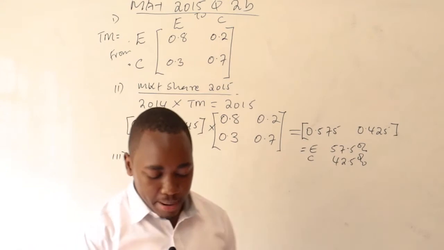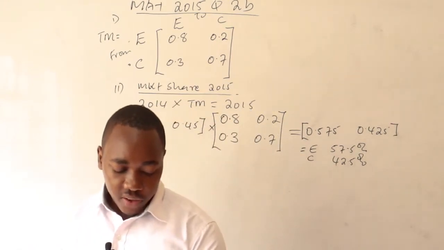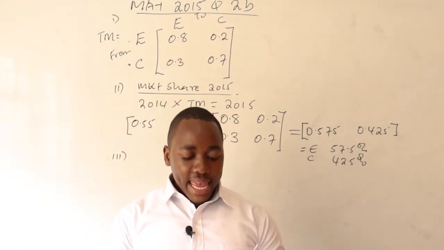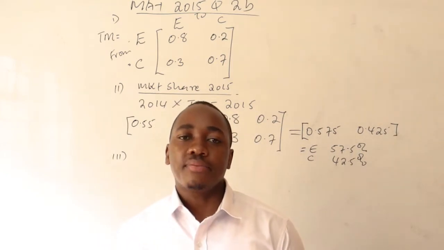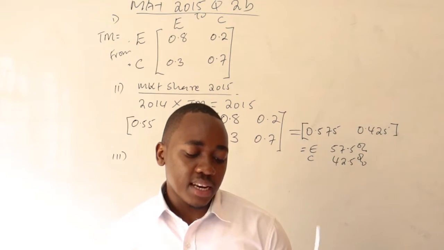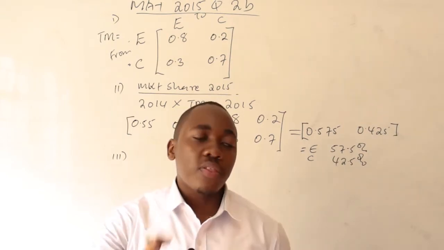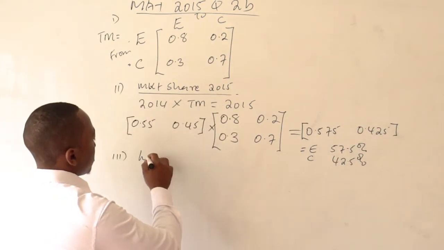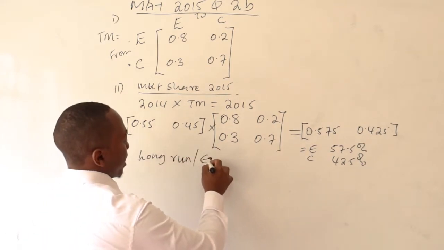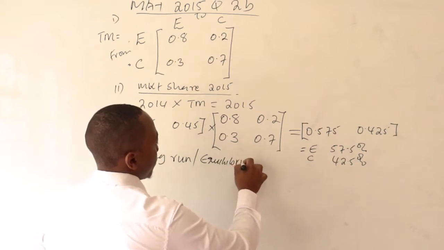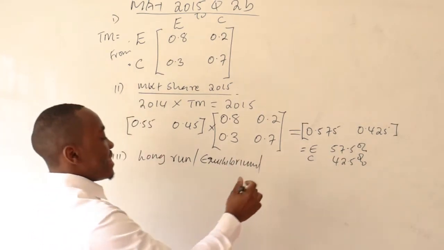And lastly, part 3 of the question. You are supposed to determine Excellent Computer Limited's long run market share. They want the long run. We said the long run is also known as equilibrium, also known as the steady state.